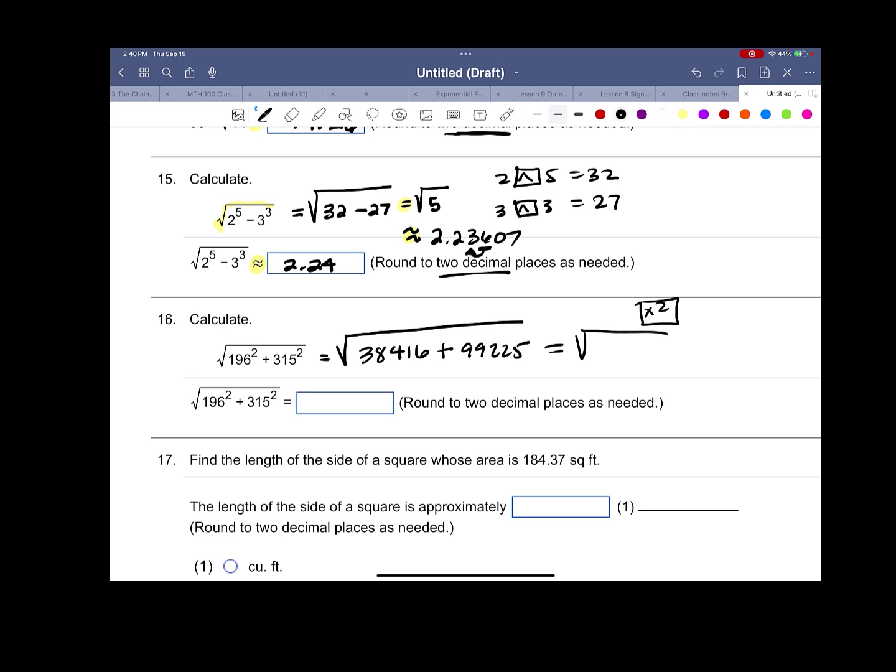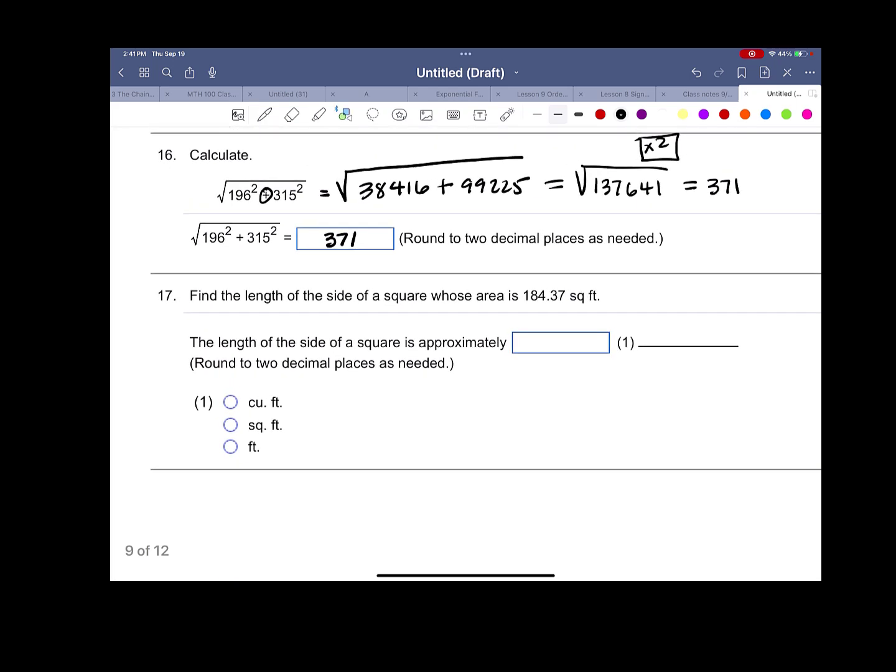Okay, if you take the square root first, you're going to miss it, because exponents come before the addition. So 38,416 plus 99,225 gives me the square root of 137,641. So I have to press second and x squared, and then 137,641, and I get that it comes out to exactly 371.